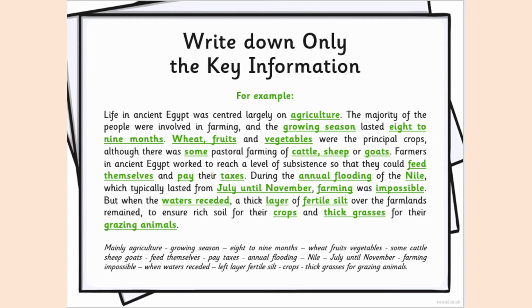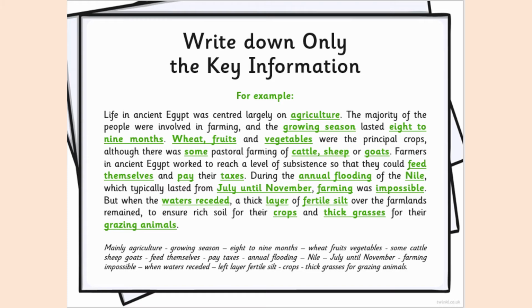So, in green is highlighted the key information. Agriculture, growing season, 8 to 9 months. Remember these figures. Figures are always key information. Wheat, fruits, vegetables, some cattle, sheep, goats, feed themselves, pay their taxes, annual flooding of the Nile, July until November, farming, impossible, waters receded, layer, fertile silt, crops, thick grasses, and grazing animals.